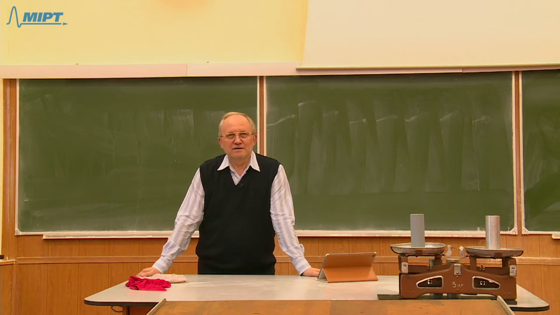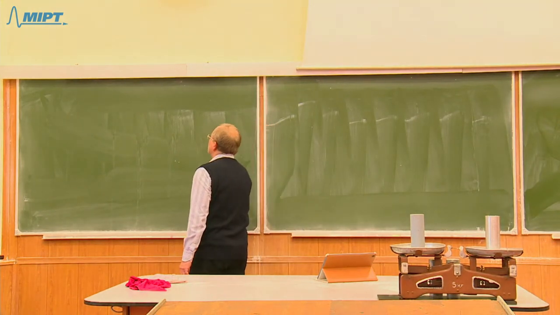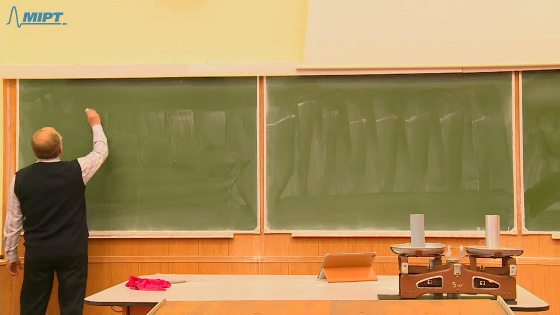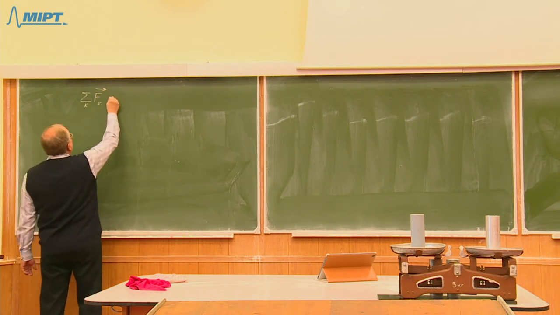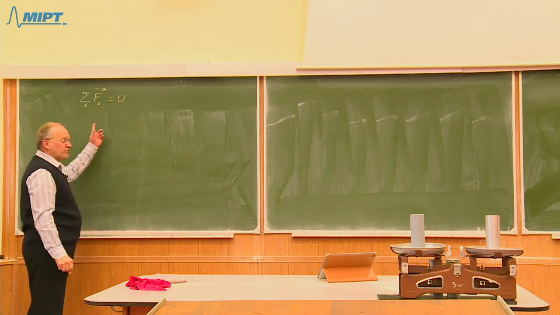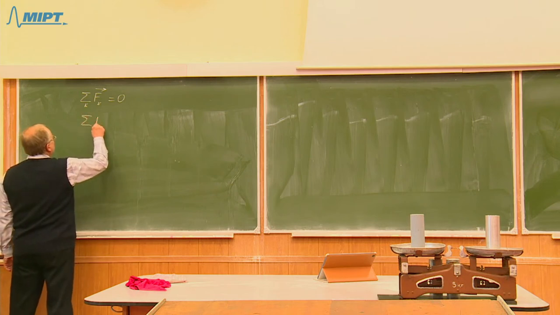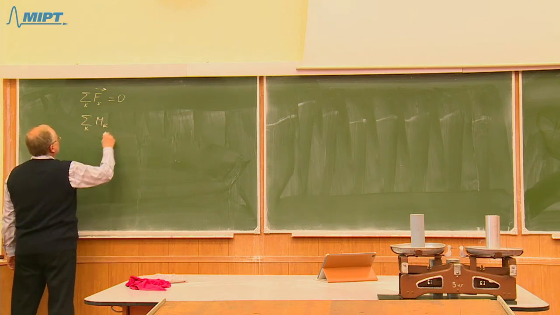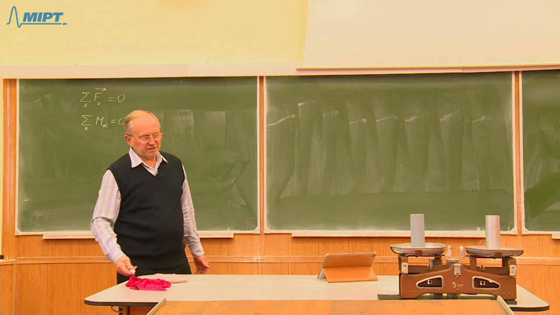Hi. Last time we started discussion of conditions of static equilibrium of a solid or rigid body. And the conditions we derived could be written in such a way. First, the vector sum of all forces acting on a body must be equal to zero for the center of mass of the body to be at rest. And the second condition is the sum of all torques acting on the body must be equal to zero so that the body does not rotate.